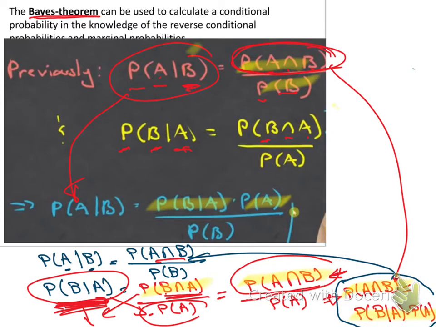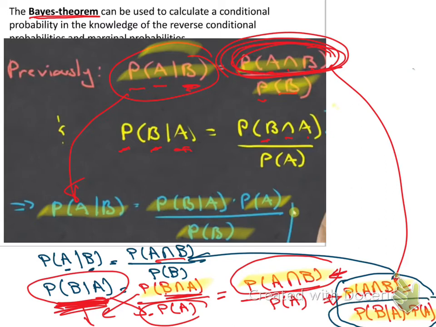So here the probability of A given B, I just wrote it down. The probability of B, I just wrote it down. The only thing is I have replaced the probability of A intersect B by this one, so it will be the probability of B given A times the probability of A.